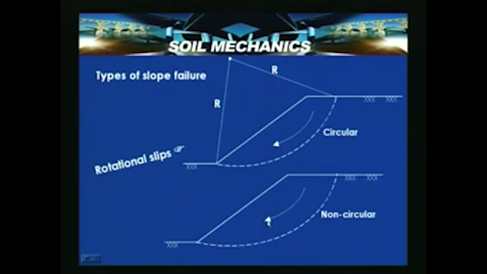Suppose in case of stratifications where the soil varies from place to place, in such situations some non-circular failure types are possible. So, typically the slope failure is characterized as a circular failure for convenience, and also with the assumption that the mobilized shear strength is uniform, with that assumption circular failure can be predominant.